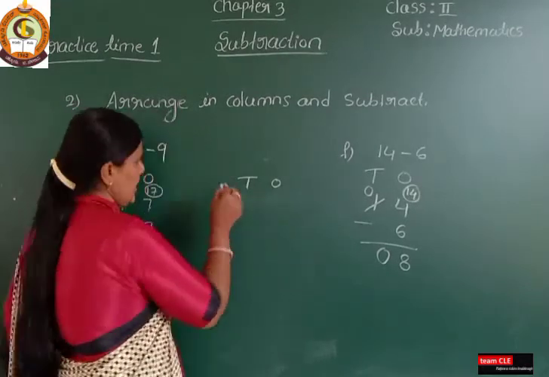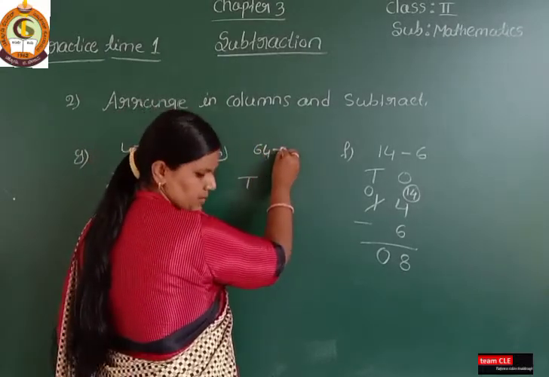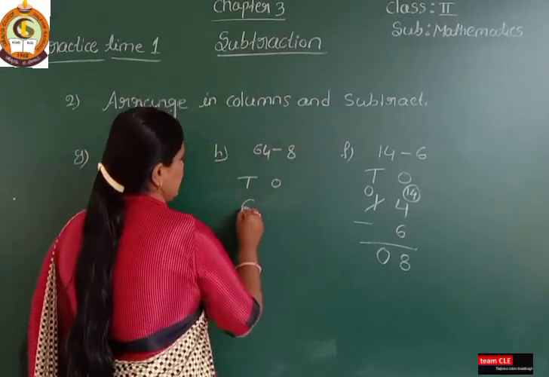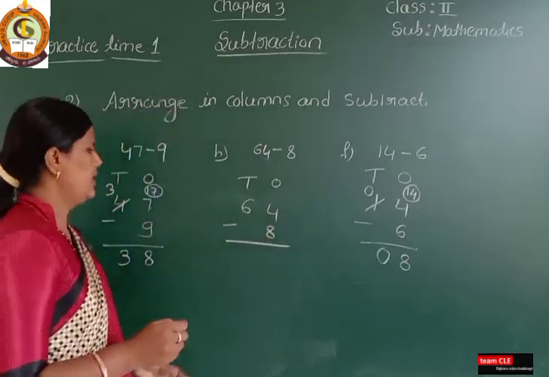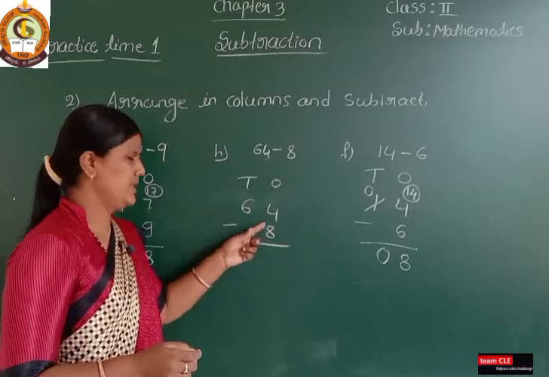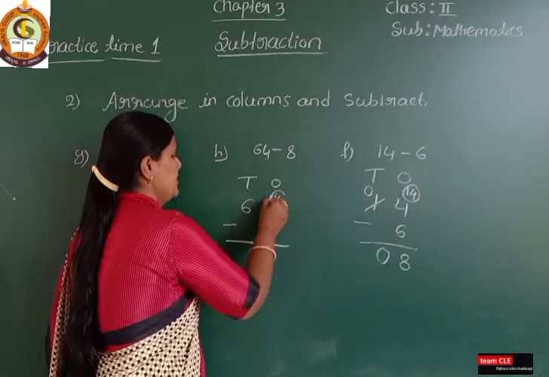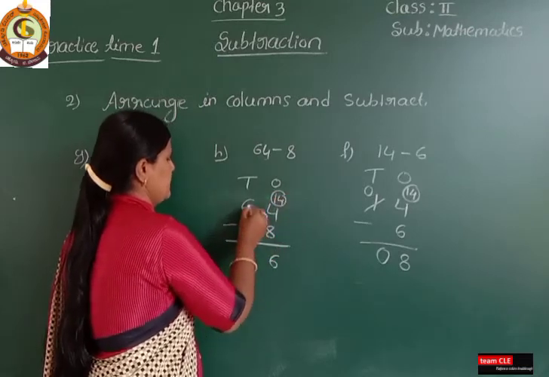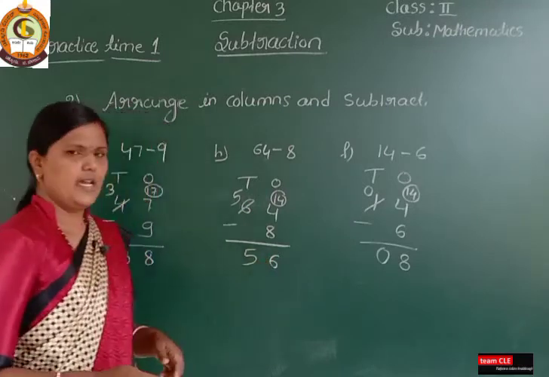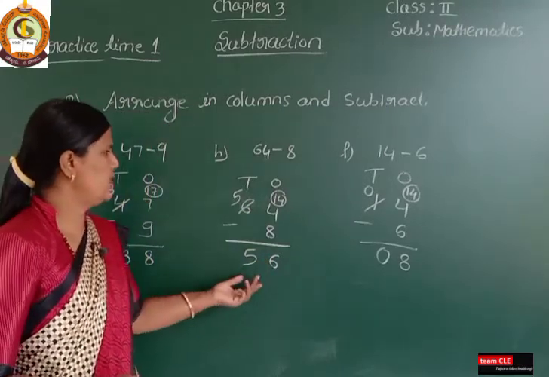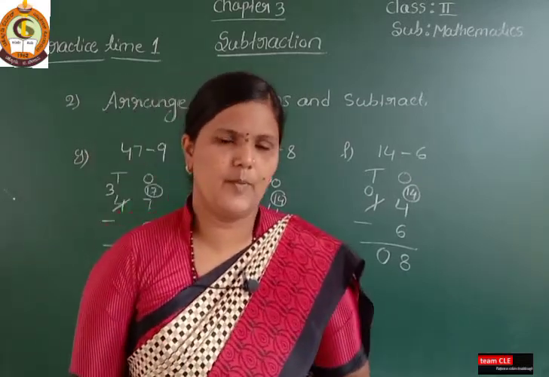Next, H1. 64 minus 8. See here, this 4 is also less than 8, which means you have to take one tens group. That 10 plus 4 is 14. Minus 8 is 6. So instead of 6 here, 5 remains. That 5 you have to write here as it is. So the answer is how much? 56. Okay, did you understand how to solve the subtraction problems?